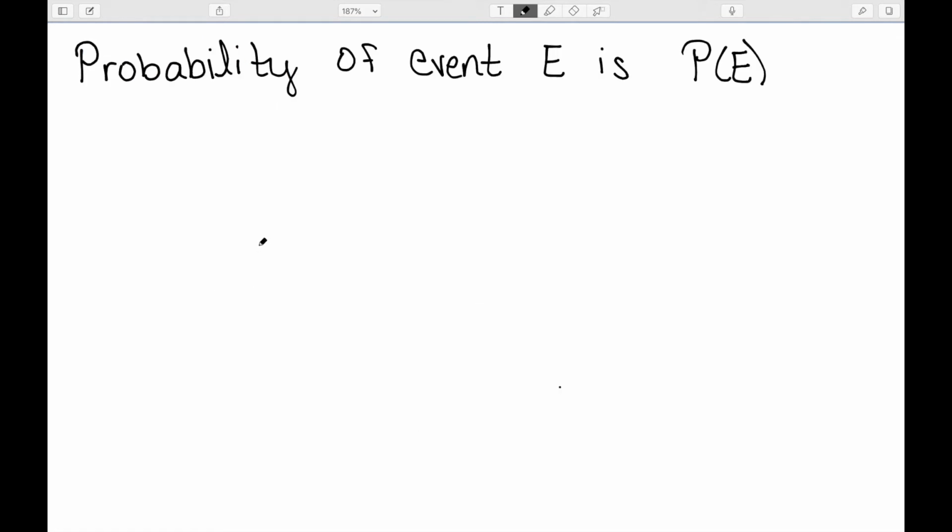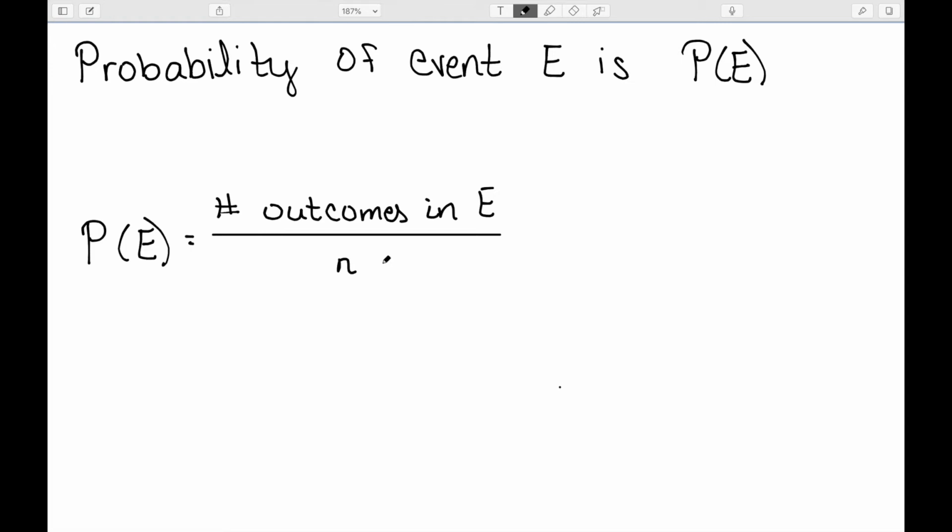The probability of a particular event E is denoted by P of E. And the probability of an event E is defined as the number of outcomes in E divided by n, which is the total number of things that could happen. Let's look at examples of this.